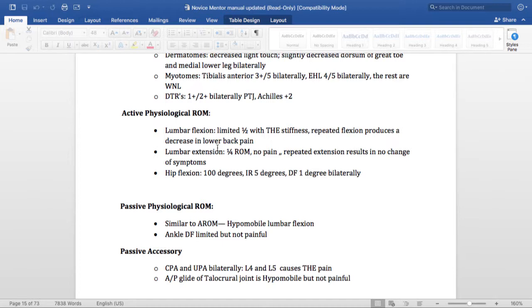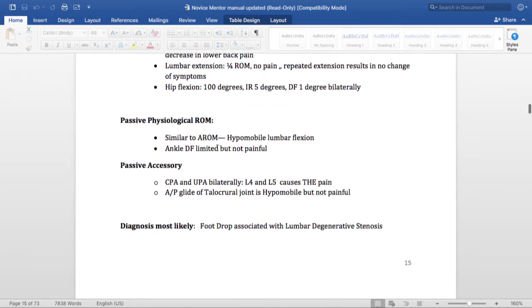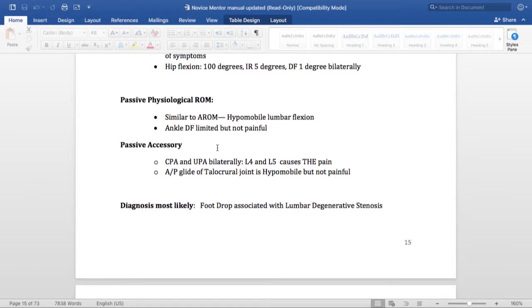Passive physiological, you're talking about similar findings, and also remind them that ankle dorsiflexion is limited, which again we know could have an effect, and talk to them about what kind of effects other joints around it have. If in your practice you do central PAs and lateral PAs, L4 and 5 cause the pain, and AP glide of the talocrural joint is restricted but not painful.